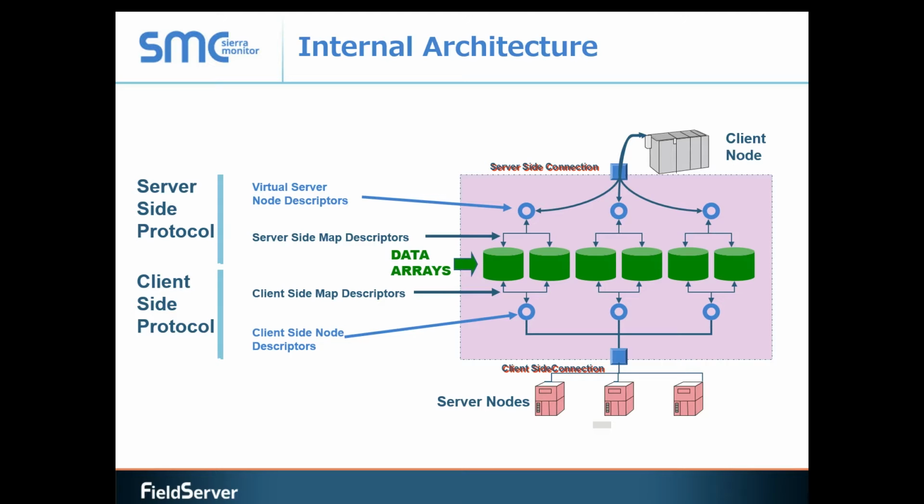Once all Modbus data was mapped into the data arrays, we turned our attention to the server side, where we represented each of the data points in the data arrays as a BACnet point by first defining the BACnet connection, then setting up standard BACnet device instances, and finally using server-side map descriptors to represent each data array point as a BACnet object instance in one of the device instances.